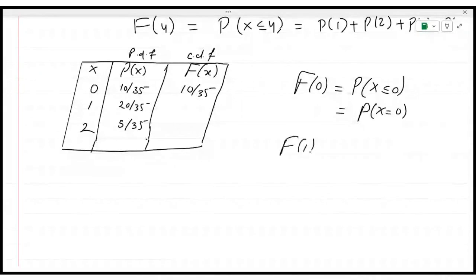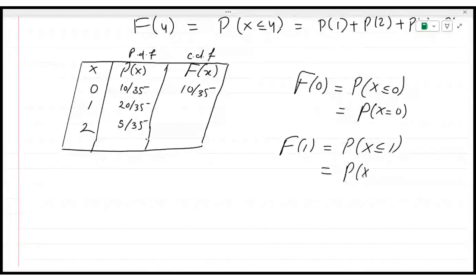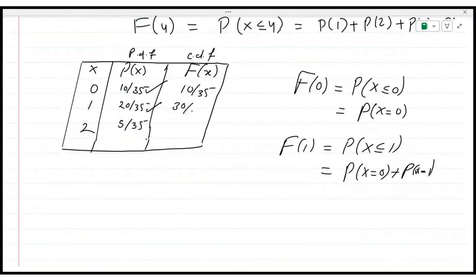Now, what is F of 1? F of 1 means what are the chances that x will have a value less than or equal to 1? Less than or equal to 1, which are the values? 0 and 1. So, what is the probability of 0? 10 by 35. What is the probability of 1? 20 by 35. Now, you add these two. So, what will you get? 30 by 35. So, F of 1 is 30 by 35.